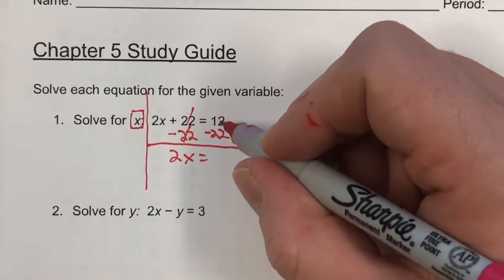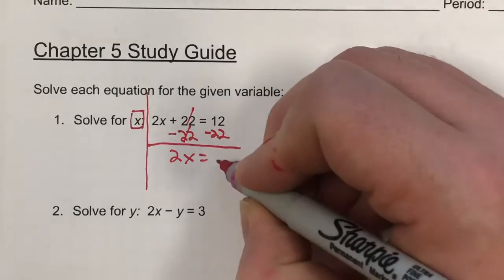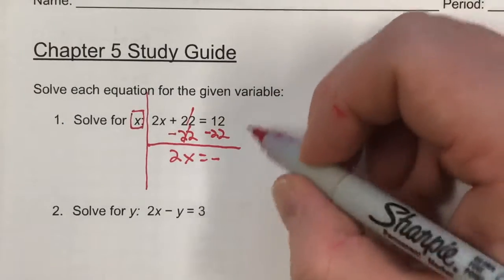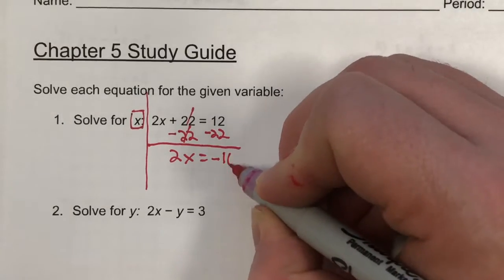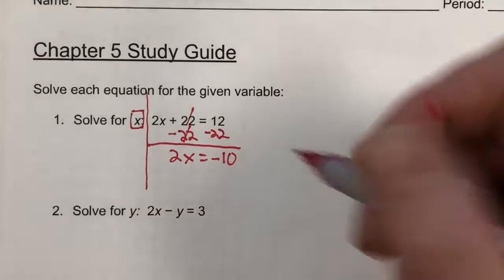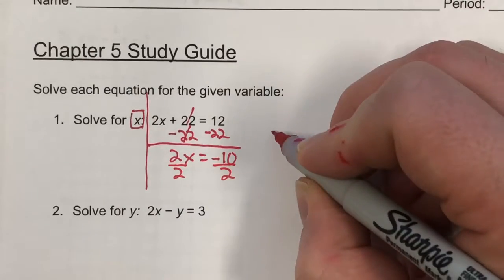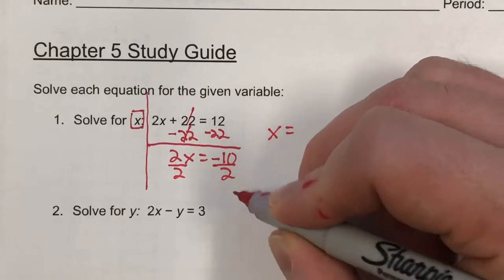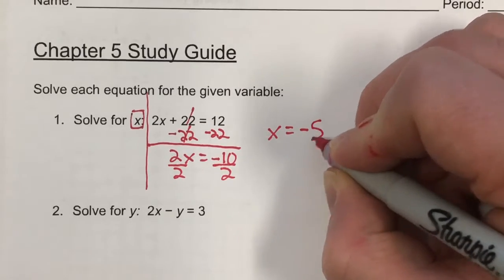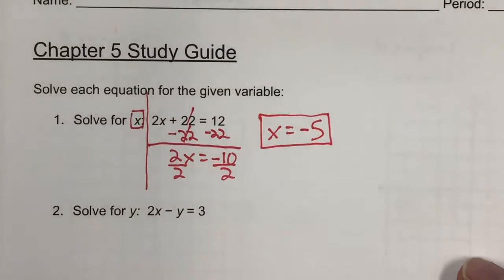If I have 12 positive and I'm subtracting 22, I know I'm gonna have a negative number. So the trick is you just take 22 minus 12, and that gives us 10, and so my answer will be negative 10 there. But we're not done. I've got one more step left to do. We have to divide by that 2 on both sides. So I end up with x equals negative 10 divided by 2. 10 divided by 2 is 5. So my answer is x equals negative 5 for that one.